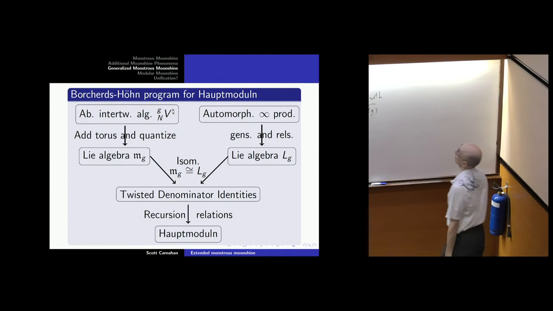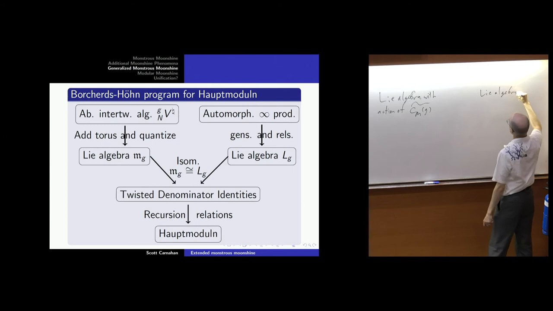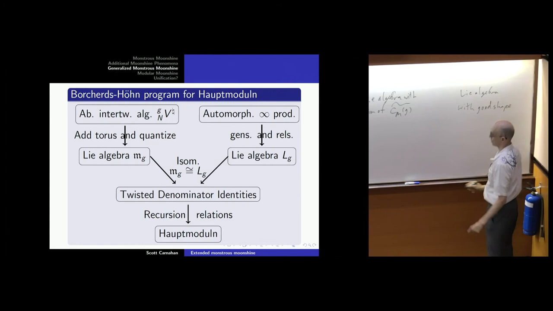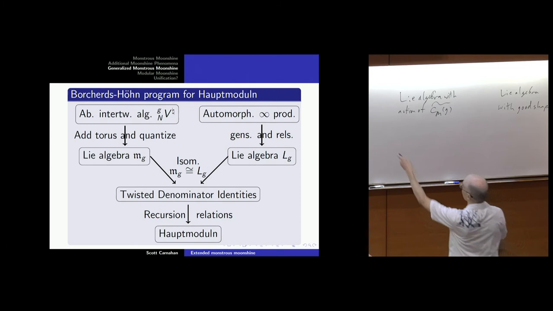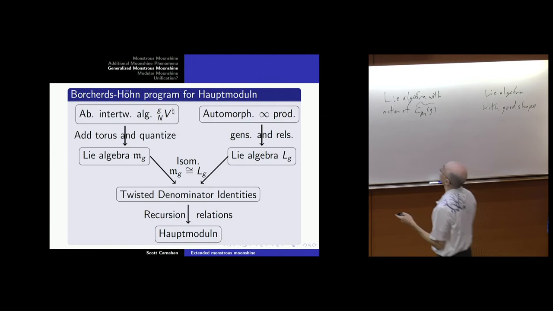Okay, and on the right side, again, we get a Lie algebra with good shape. That is to say, we understand its simple roots, we understand the homology of the positive subalgebra, and various calculational tools can then go forward. And then we show that they're isomorphic, and then by some recursion relations, we show that we get genus zero functions. So what sort of objects do we have here?